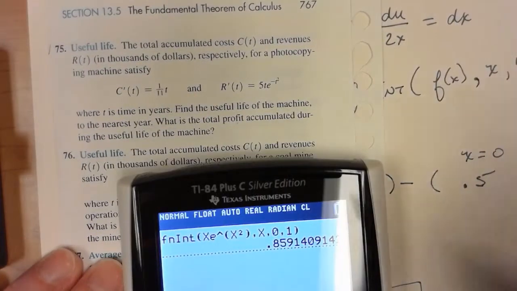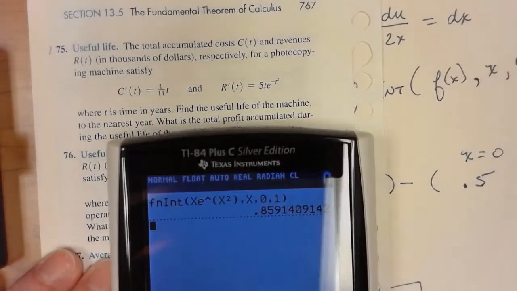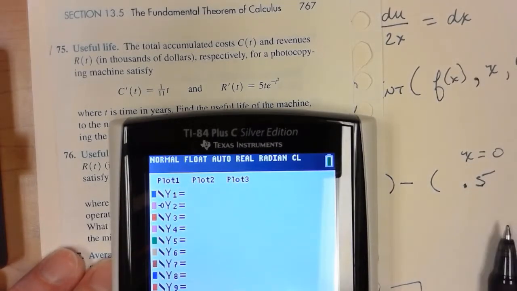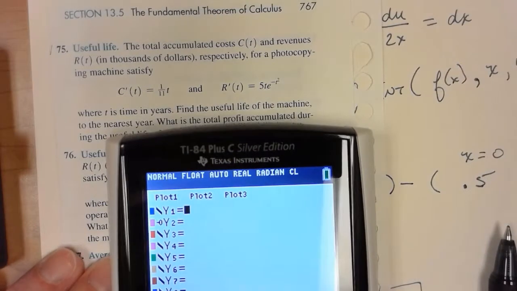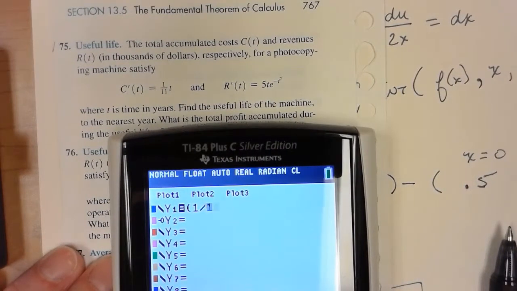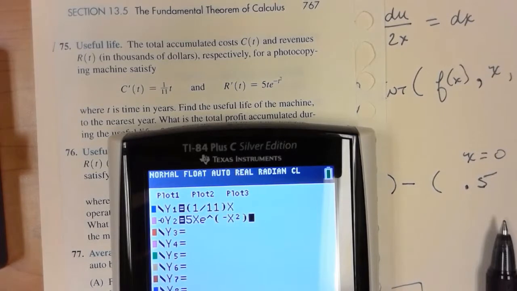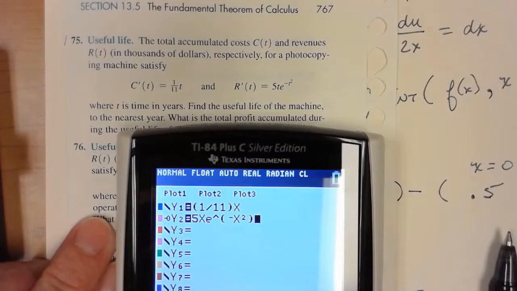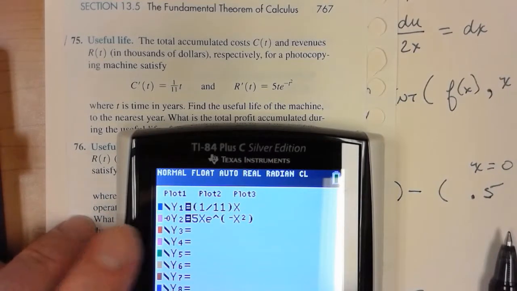So when I have to find the useful life of a machine, I need to graph it. So I'll put cost first. 1 divided by 11, and I'm going to use x. Then this one I've got 5x second ln to the negative x squared. And I'm going to see where they cross. So now my blue, you'll be able to tell this. It's cool. The blue is the cost and the pink is my revenue.